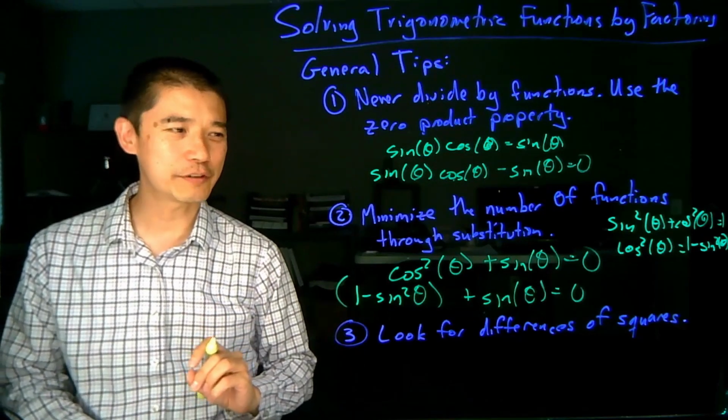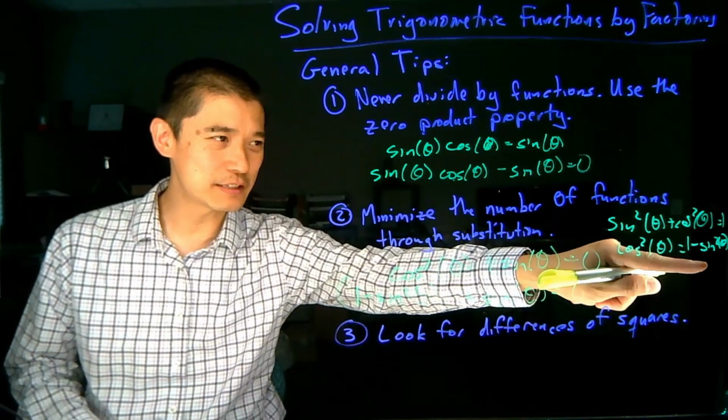And the last one is to look for differences of squares. We're going to run into things like this, 1 minus sine squared theta, a lot.